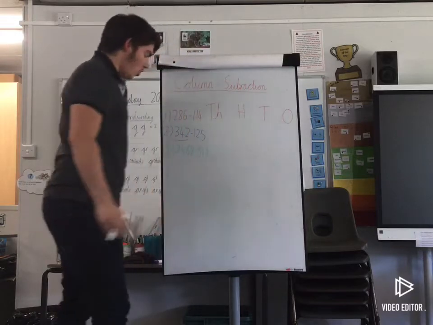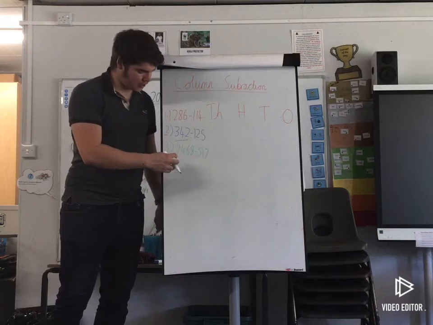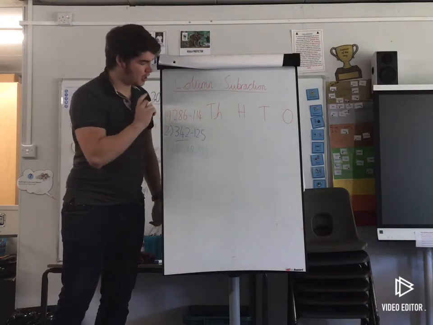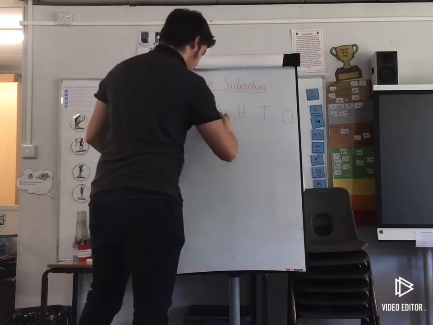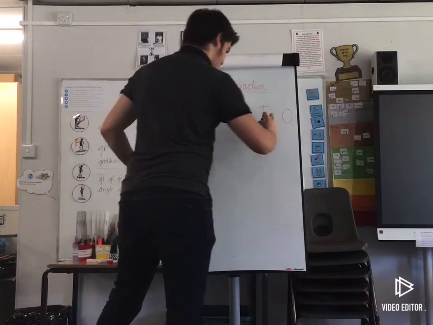Alright, this time, this number here, 2,468. I've said the word thousand, so I must need to use my thousand column somewhere. So I've got 2,468.